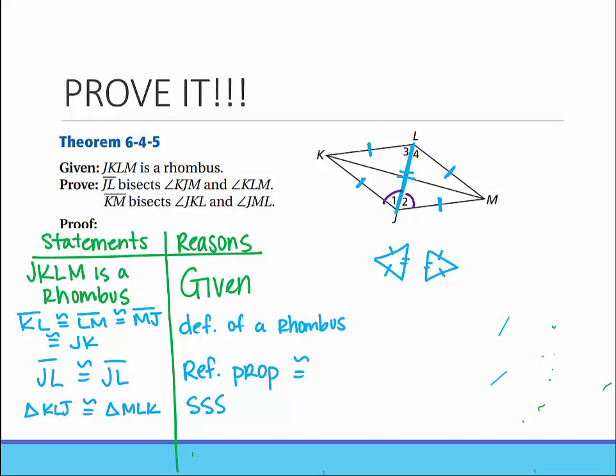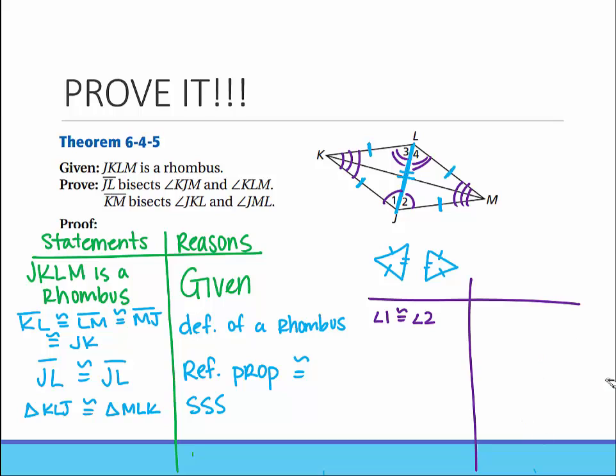1 has to be congruent to 2, 3 has to be congruent to 4, and then this angle up here has to be congruent to that one there. So let's make another 2-column thing over here. I know angle 1 has to be congruent to angle 2, and that's CPCTC. And I know angle 3 has to be congruent to angle 4.